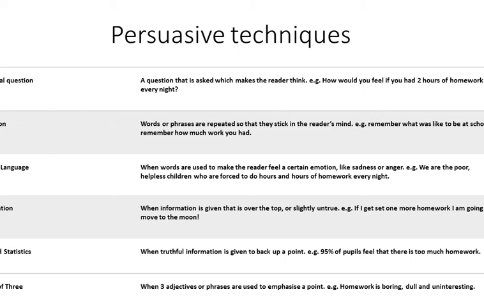Facts or statistics. When truthful information is given to back up a point. For example, 95% of pupils feel that there is too much homework. Groups of 3. When 3 adjectives or phrases are used to emphasize a point. For example, homework is boring, dull, or uninteresting.